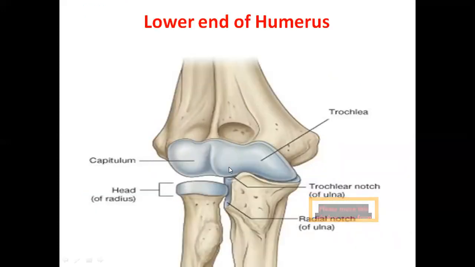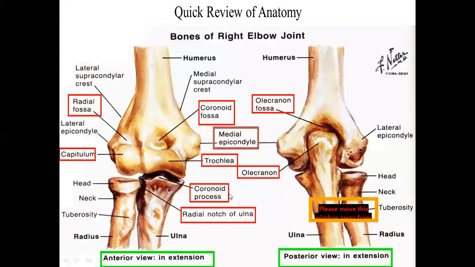So the lower end, whatever has been shown with blue color, shows it is covered with hyaline cartilage: the capitulum and trochlea. Similarly, at the upper end, this is the radius bone, this is the ulna bone. I told you this is the right side, isn't it? So here the upper end of the ulna and also the upper end of the radius are shown with hyaline cartilage, because these are the areas which participate in the formation of the elbow joint.